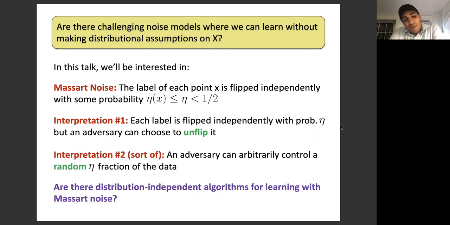And the main question that I'll be interested in for starters is, are there distribution independent algorithms for learning with Massart noise? And remember that here distribution independent means I don't want to make any assumptions about what the distribution on x's is.